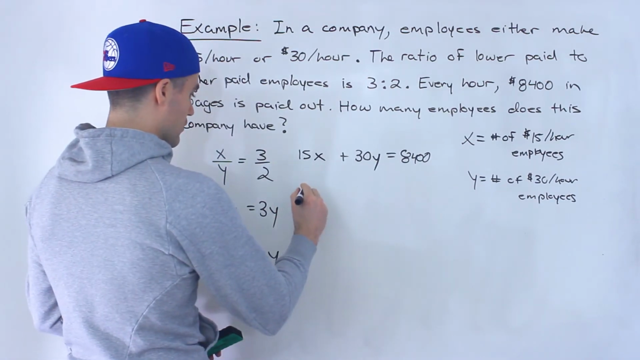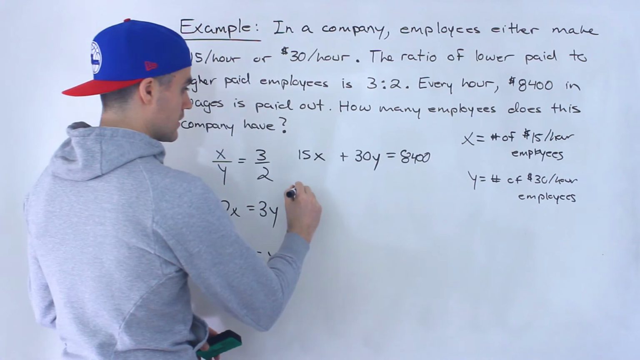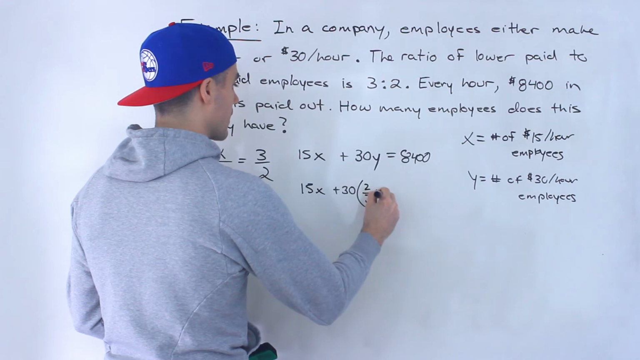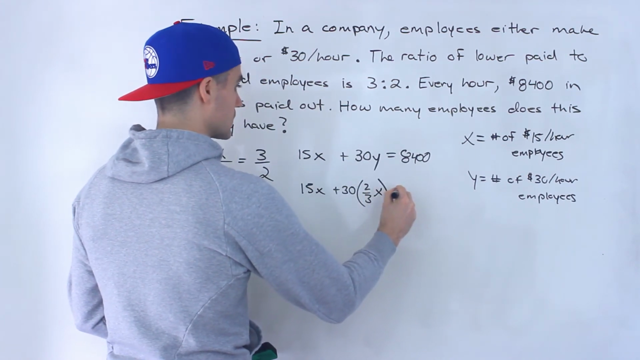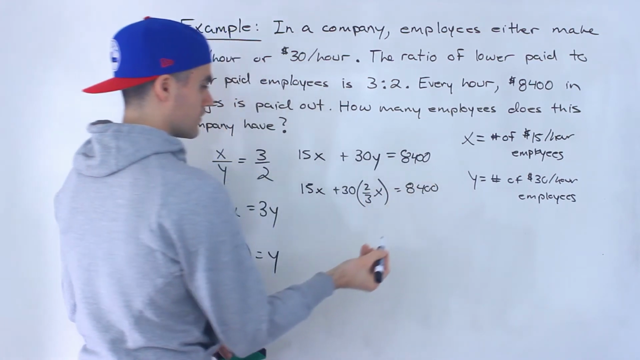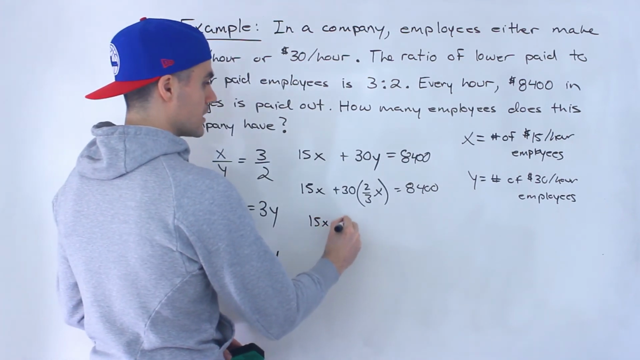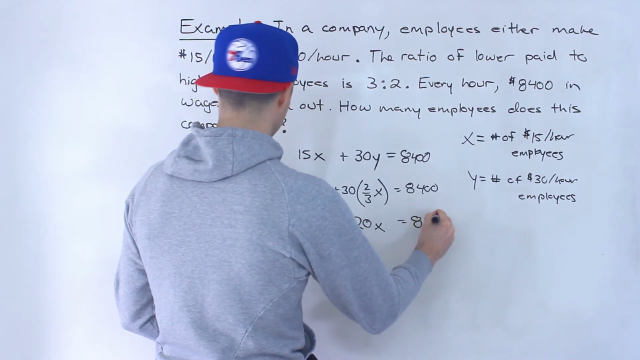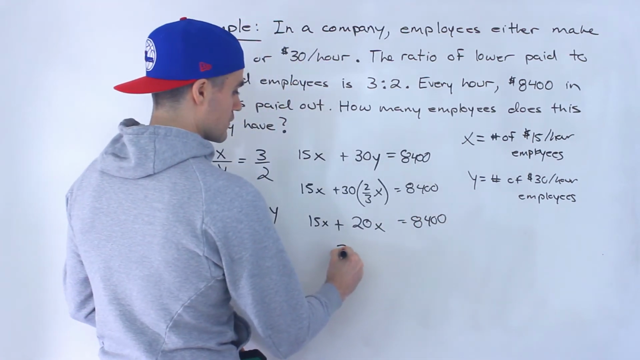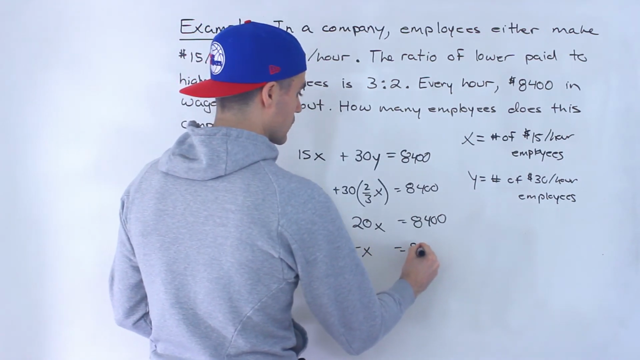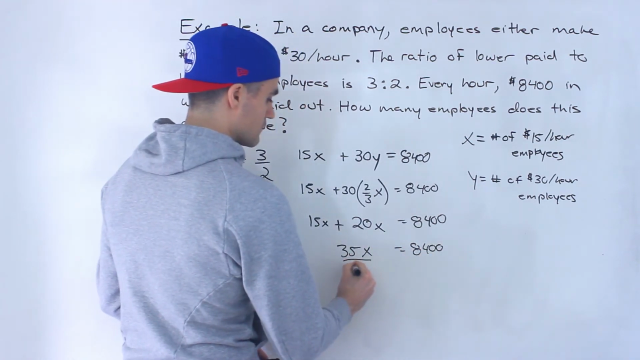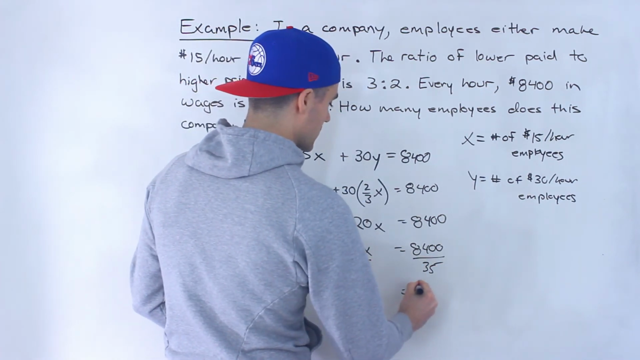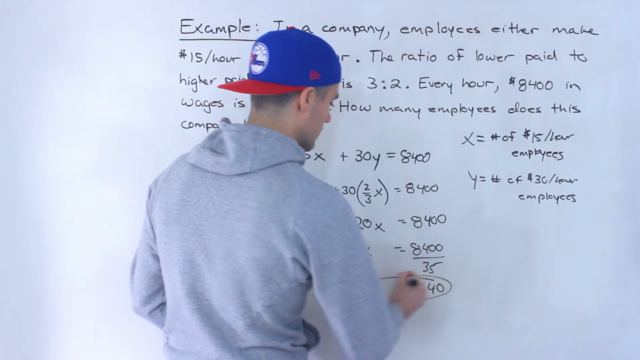Right? So we would end up with, if I take this, plug it in here, we'll have 15x plus 30 times 2 over 3x equals 8,400. So this would be 15x plus 30 times 2 over 3 gives us 20. And then this would be 35x equals 8,400. And so notice we could divide both sides by 35 here. And x would end up being 240, like that.